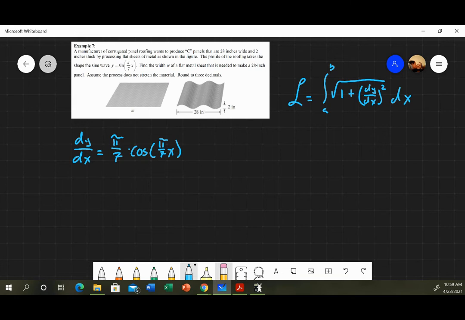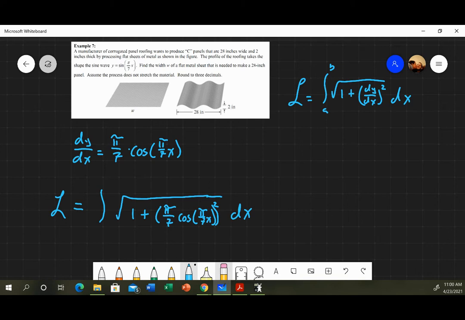So now, what do we have to do? We have to take the integral. So length equals the integral. I'm going to leave the upper and lower bounds empty for just a moment here. 1 plus, and we have pi over 7 cosine of pi over 7 x, squared. Oh, I'm sorry, I forgot my other parentheses. There we go. Now the question here is, where are we going from?